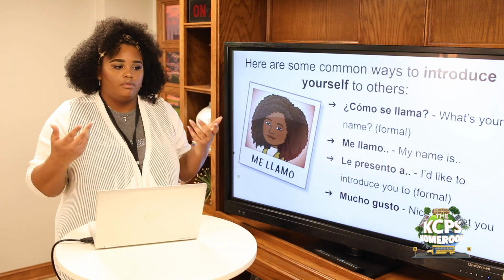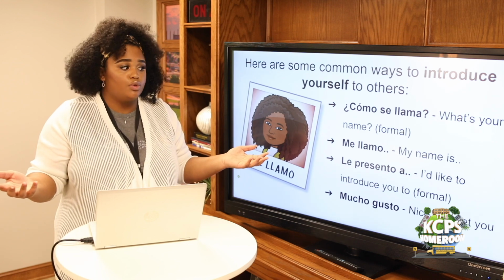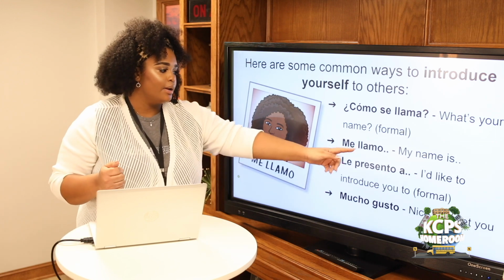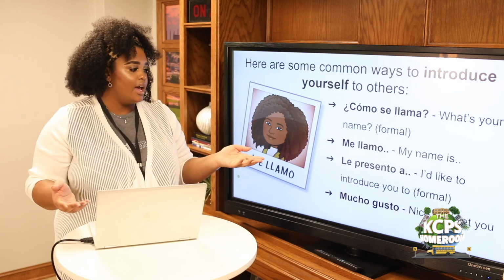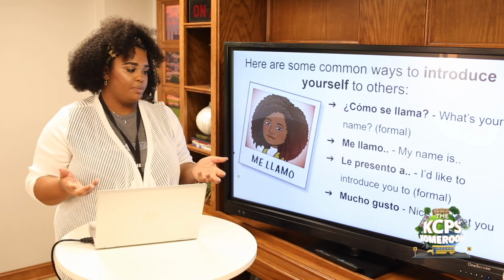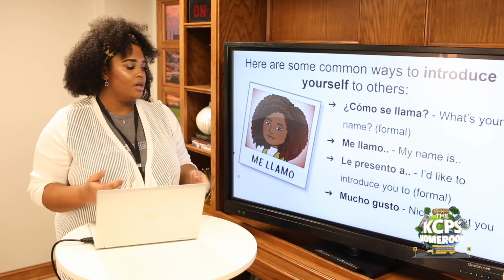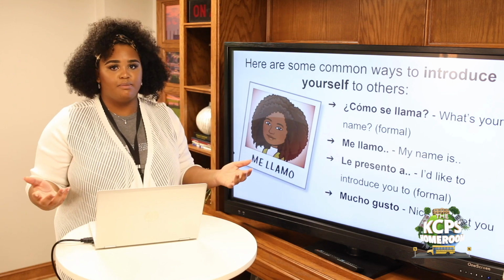If you have a family member, a friend, or somebody with you that you'd like to introduce formally, le presento a. I'd like to introduce you to, and then you'd say that person's name. Lastly, after you meet this person, you want to say nice to meet you. So mucho gusto is a very common form to say nice to meet you.